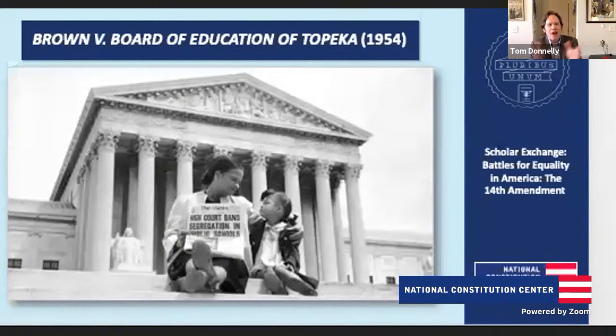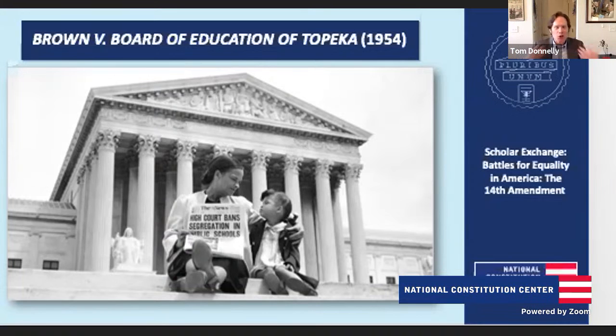And so just to back up, Brown is a large set of challenges to segregation in public schools. And it takes cases from a lot of different places: District of Columbia, Delaware, Virginia, even South Carolina and the Deep South. So you're seeing cases from the Deep South all the way to the upper South and border states, cases from all those places.